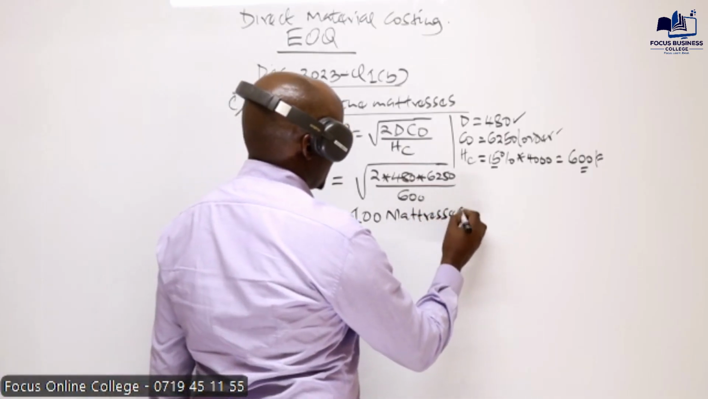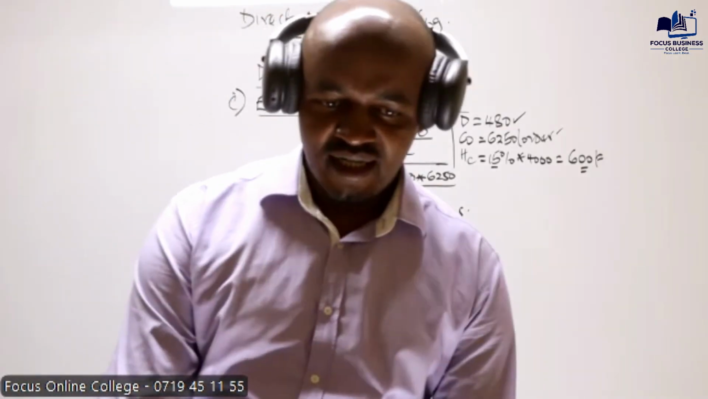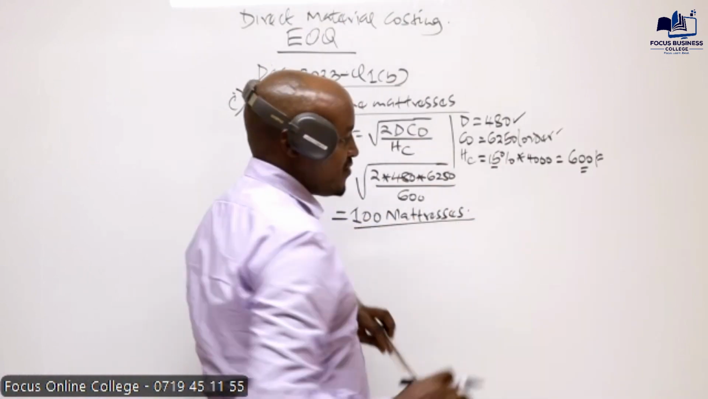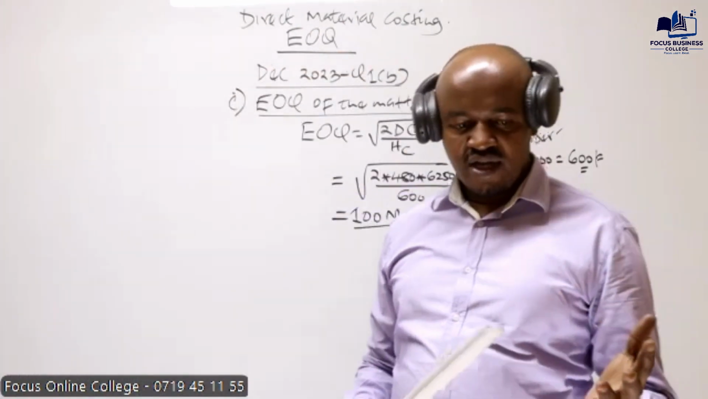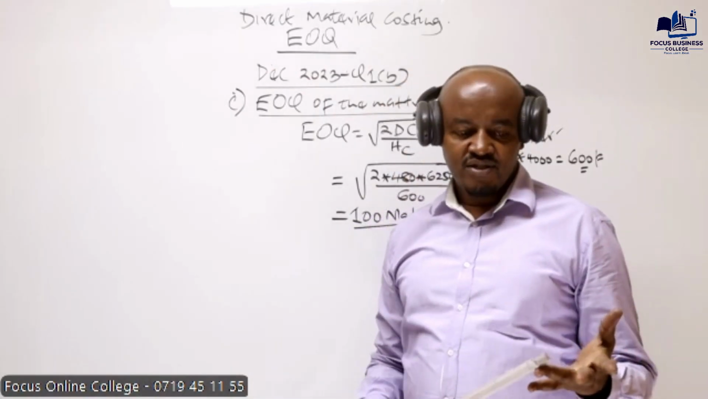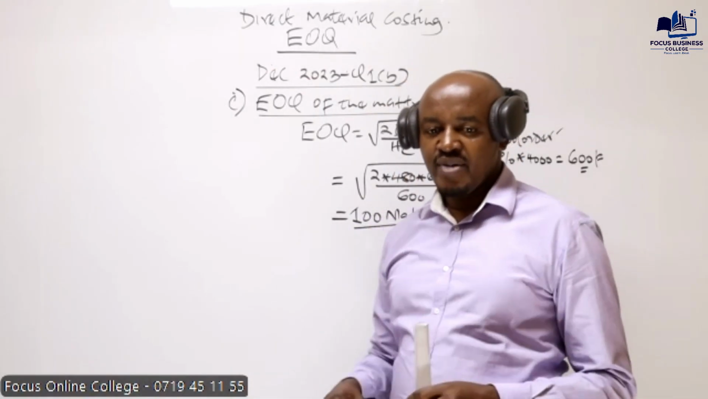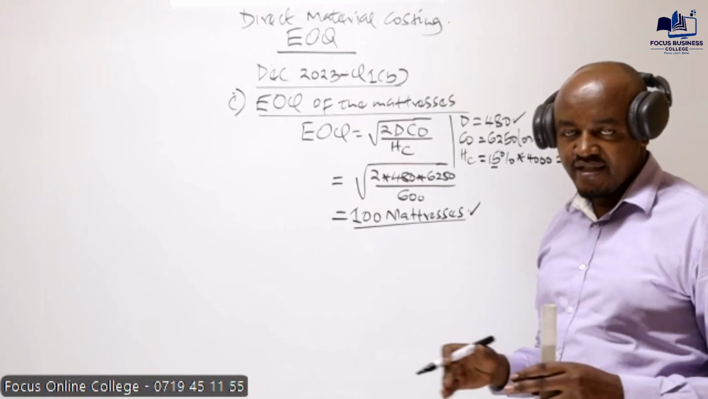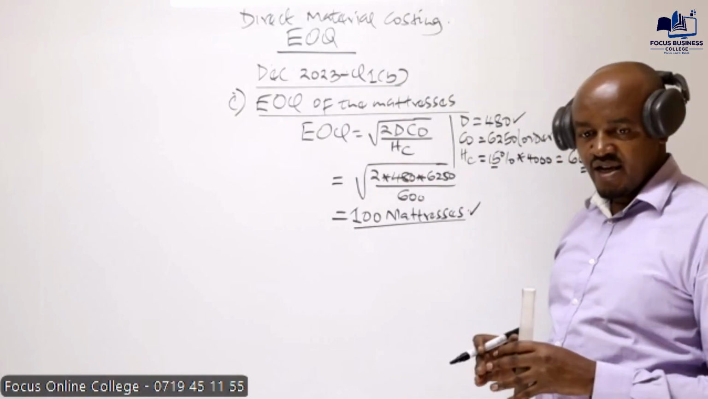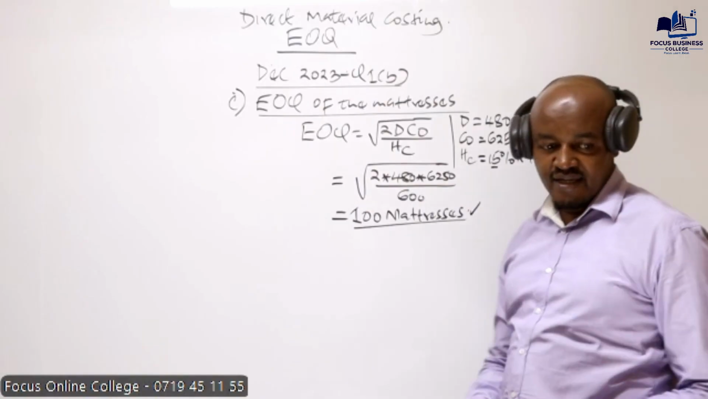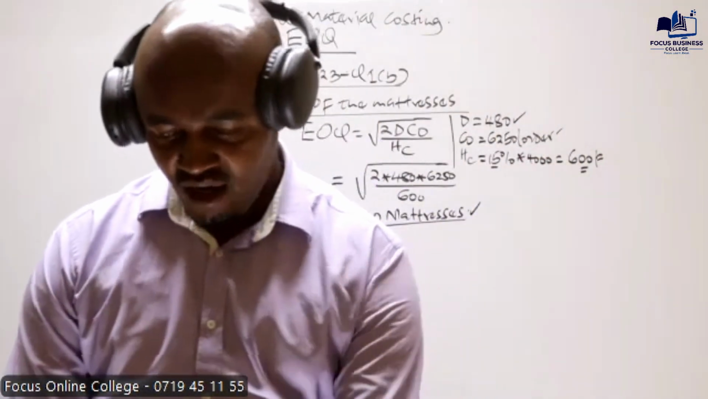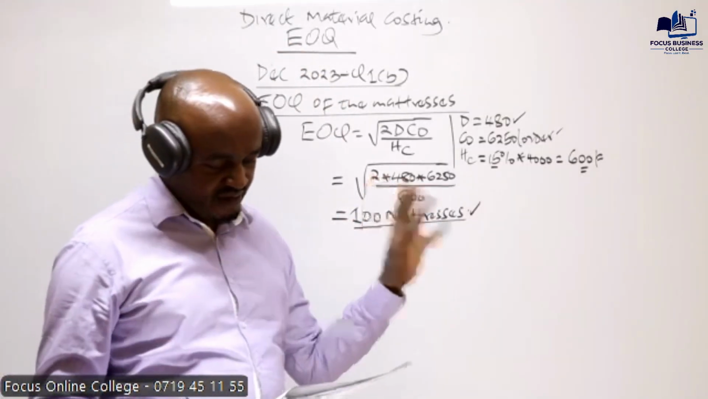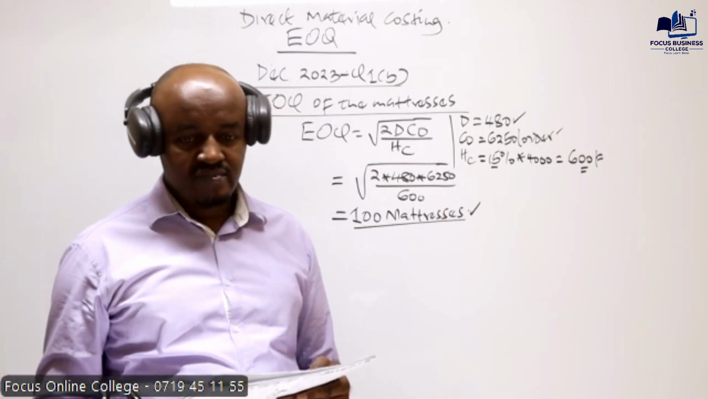The economic order quantity is 100 mattresses. What does this mean? It means that for this company to minimize the costs associated with the inventory, the purchase cost and the holding cost, anytime the company is placing an order, it should order 100 mattresses. That is the economic order quantity. It is the order quantity which will minimize the company's cost associated with purchasing these mattresses.